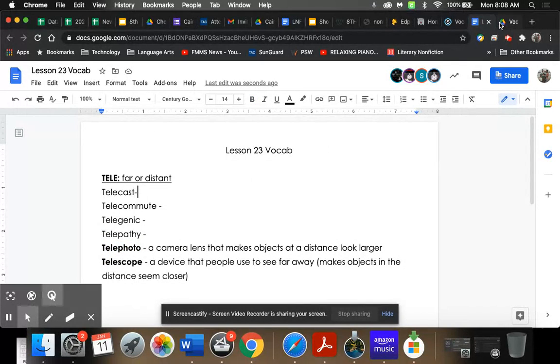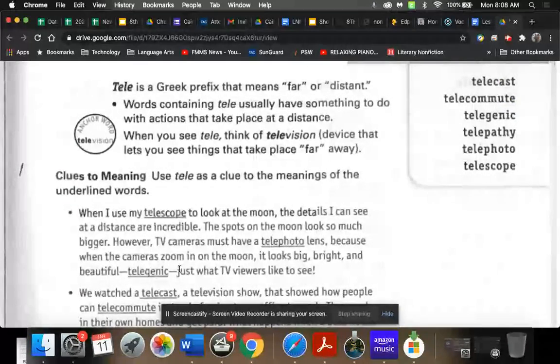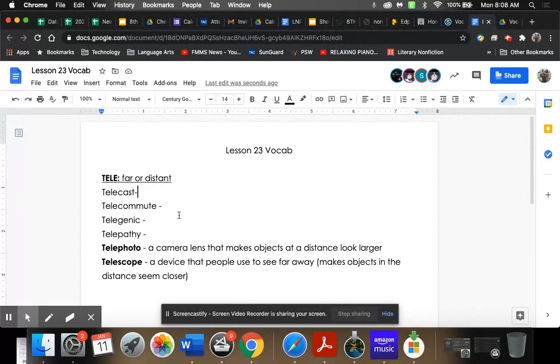The last word in that paragraph is telegenic, and it says, when cameras zoom in on the moon, it looks big, bright, and beautiful. Telegenic, just what TV viewers like to see. If you look at the word, telegenic means that it looks good on TV, okay? Something looks good on television. Television is something that's filmed and it's projected from being far away. Like you can see things from a distance on your TV. You're not watching things live up close every time you're watching TV. Okay, so that's where tele comes from there. And if something is telegenic, that means that they look good on TV.